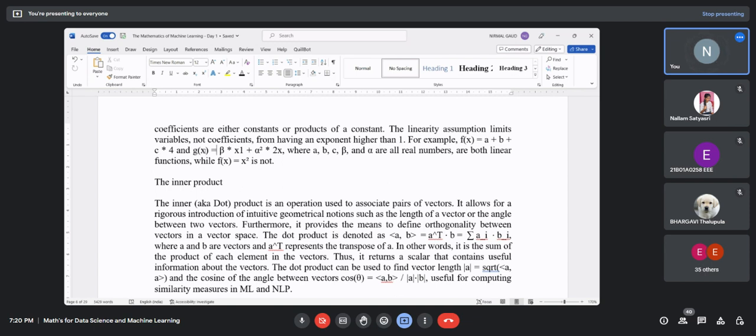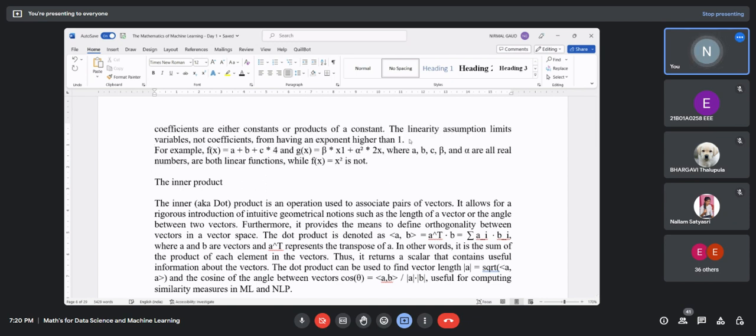But who is going to limit them? Who is responsible for limiting the degree of the variable to 1? We haven't studied this concept before. So if I say f(x) equals a plus b plus c into 4, for example, this is your equation. And if I say g(x) equals beta into x plus alpha square into 2x, where a, b, c, beta and alpha are all real numbers, both are linear functions, while f(x square) is not a linear function.